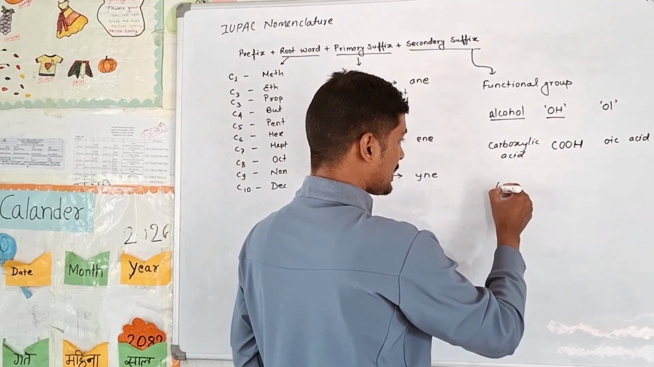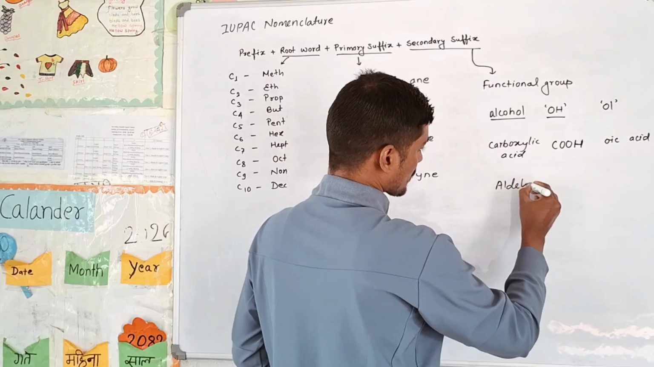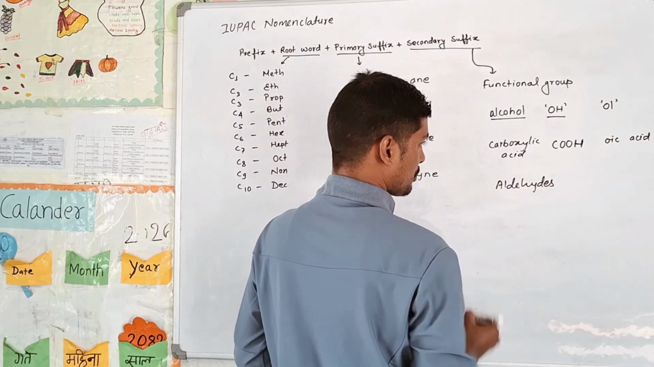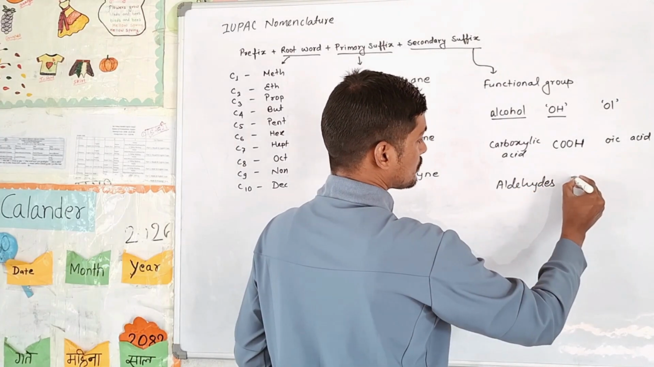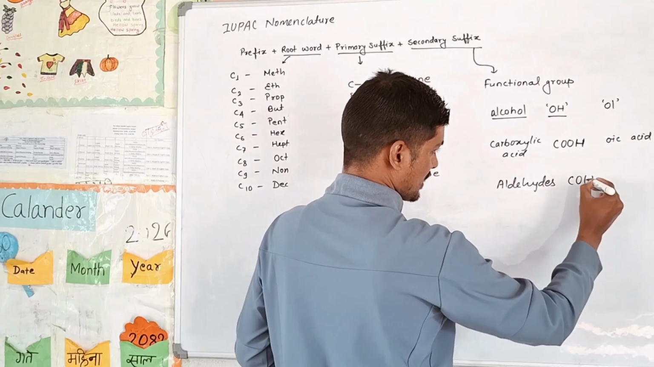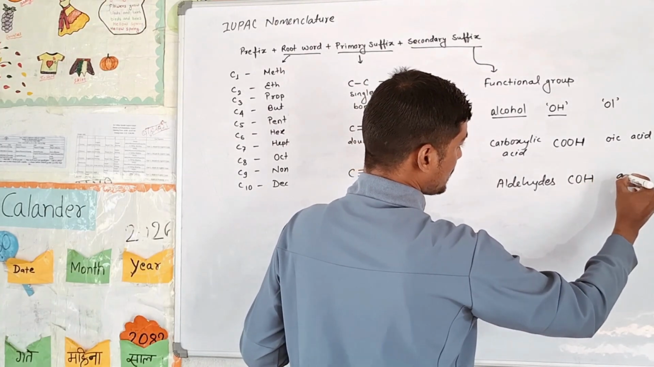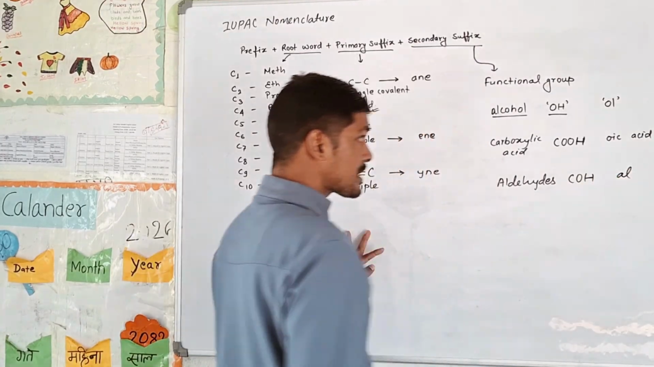If we have the aldehyde functional group, that means CHO is the formula and al is the suffix used here.